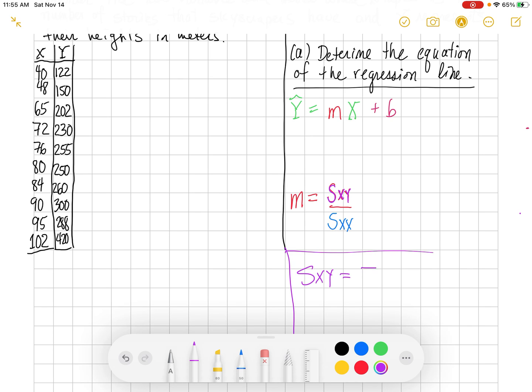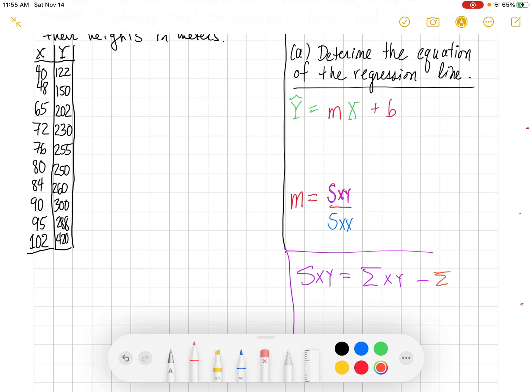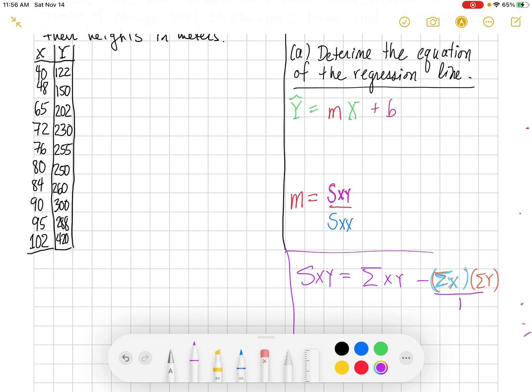So I'm going to focus on my sxy. Remember, that's the sum of the xy's minus the sum of the x's times the sum of the y's, divided by n. Let me get my colors right. I think the sum of the x's I was using baby blue on. So, the sum of the xy's minus the sum of the x's times the sum of the y's, divided by, I'll use purple, n.